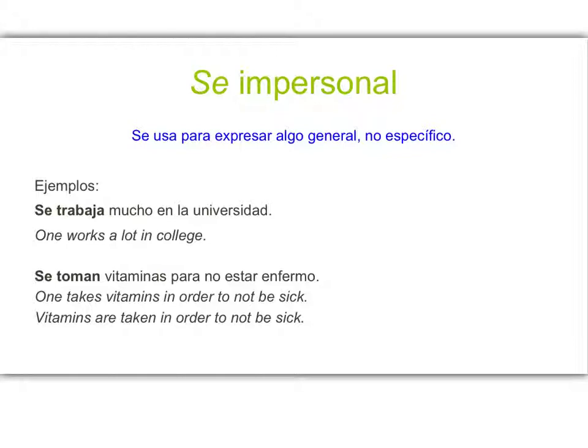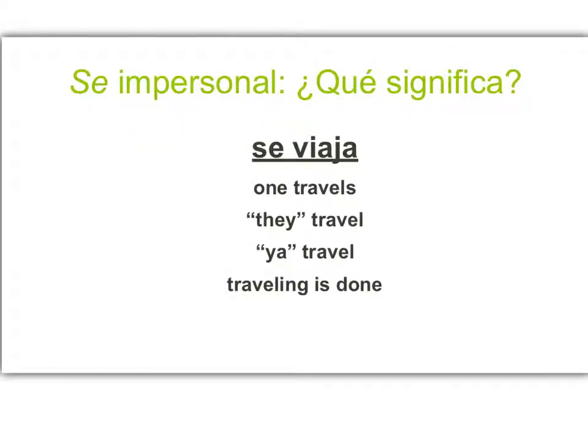You'll never use the yo form with this. You'll never use the tú form with it. You'll never use the nosotros form. It's very, very simple. Third person, and you stick se in front of it. That's all there is to it. Bien.